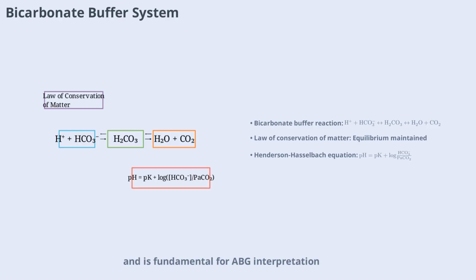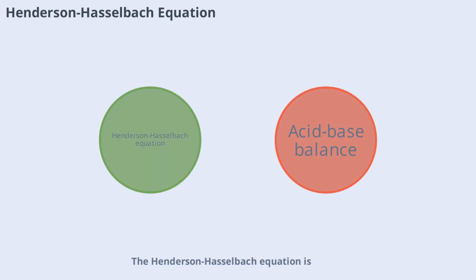ABG interpretation. The Henderson-Hasselbalch equation is a cornerstone of acid-base interpretation. It mathematically relates arterial blood pH to bicarbonate and carbon dioxide levels. By understanding this relationship, clinicians can predict how changes in HCO3- or PaCO2 will affect pH and vice versa. This equation is derived from basic chemistry principles and is essential for identifying primary acid-base disorders and evaluating compensation.